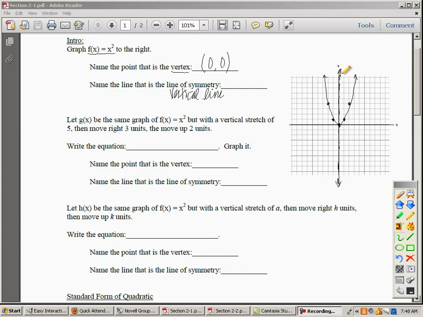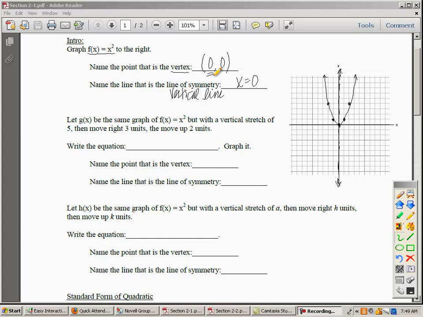You cannot say y-axis. You have to give me an equation, and the equation for the y-axis is x equals 0. Every axis of symmetry is going to come from the x coordinate of my vertex. So keep that in mind as we go through.